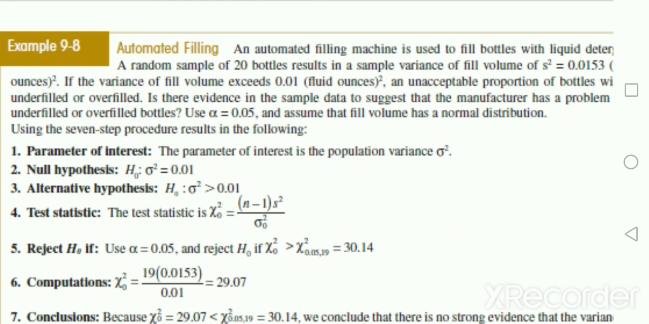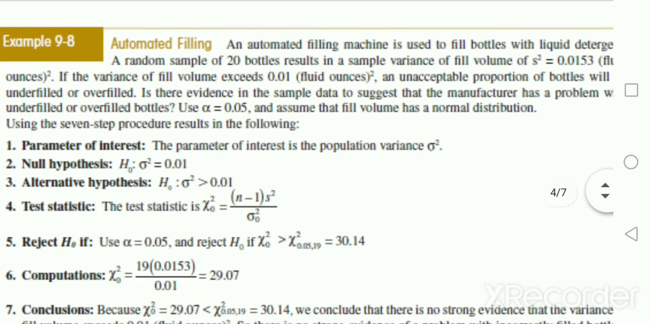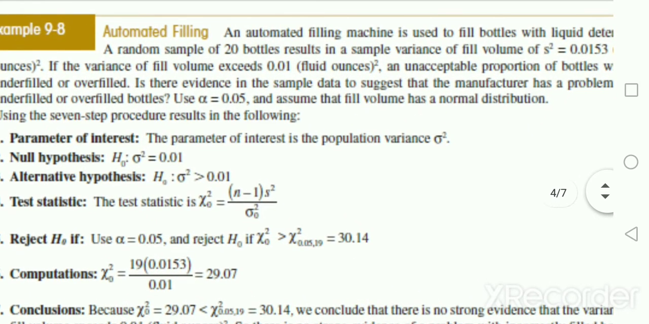The testing statement is that the variance of fill volume exceeds 0.01. Exceeds means greater than, so that goes under the alternative hypothesis. In the null hypothesis we can take sigma squared equal to 0.01, or sigma squared less than or equal to 0.01. Both forms are correct. We can keep only equal, or less than or equal to. But the alternative hypothesis takes the greater than form.